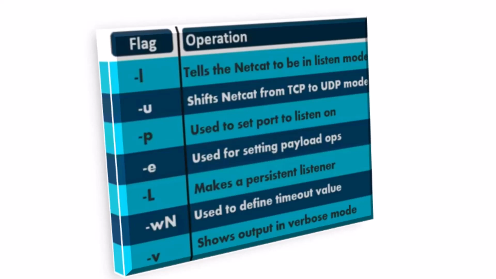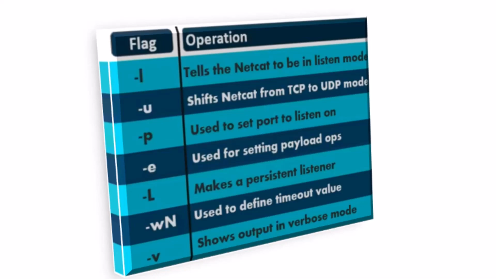By default, it will be in the TCP mode. So you can decide to switch it from the TCP mode to the UDP mode. Remember that the default mode is always kept in the TCP mode. You can also set the port to listen on. So the port number you want to listen on, you can decide to use the -p option, and that can help you perform such tasks.